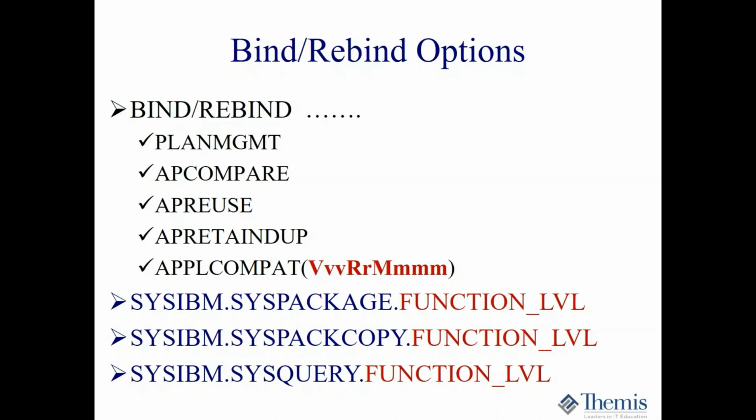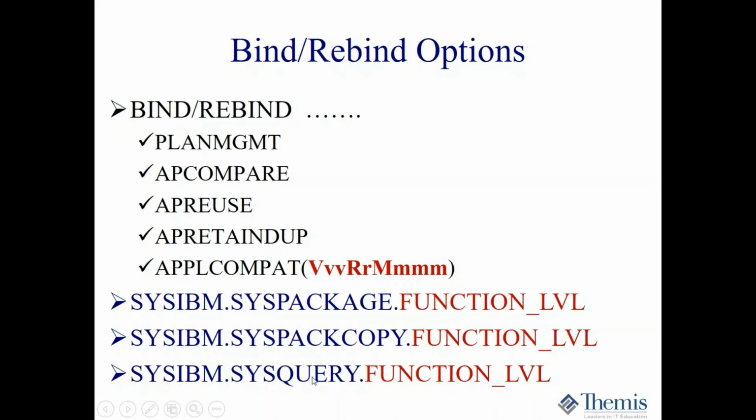If you're doing proper plan management extended, and we don't create duplicate access paths, SYSPACKAGE will be the current package. SYSPACKCOPY will be the previous and the original bind, and the previous package version, back package, the previous rebound package. And it will tell you the function level.